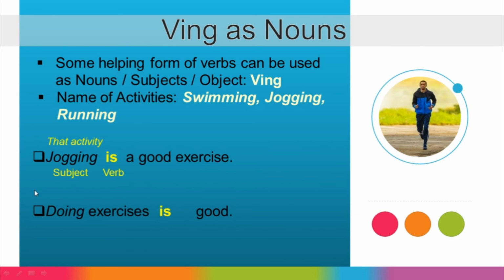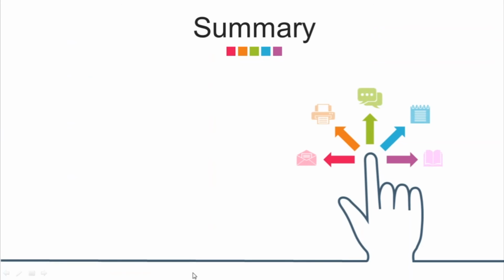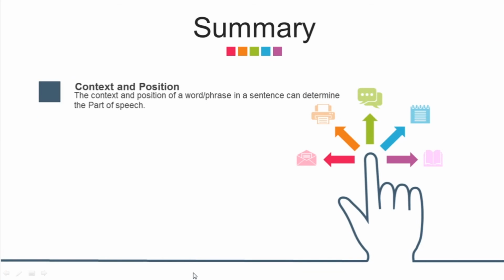Another example is doing exercises is good. Doing exercises here is the subject. The name of the activity that we consider good is exercises. Now the name of the subject matter that we are talking about here is what we call a gerund. Now this is just an introduction, just so that you don't get confused when you see a verb ing acting as a subject as name of activities. We call this gerund.